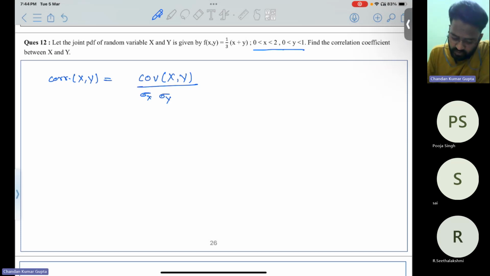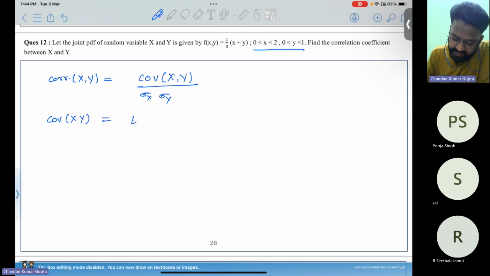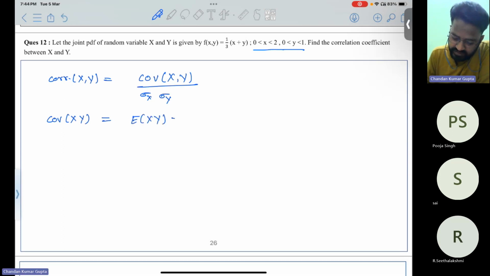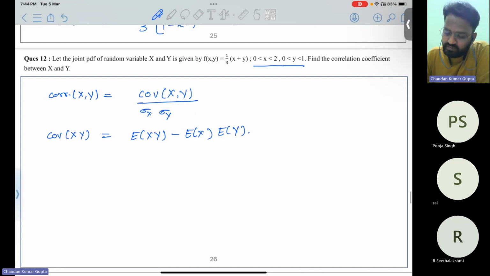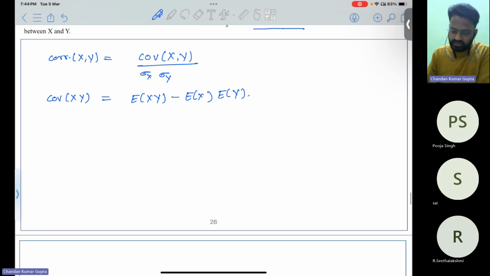So now the covariance of xy is calculated as the expected value of xy minus the expectation of x times the expectation of y. So for the expectation of x, we need the marginal of x. For the expectation of y, we need the marginal of y. Okay, so start with the marginal.